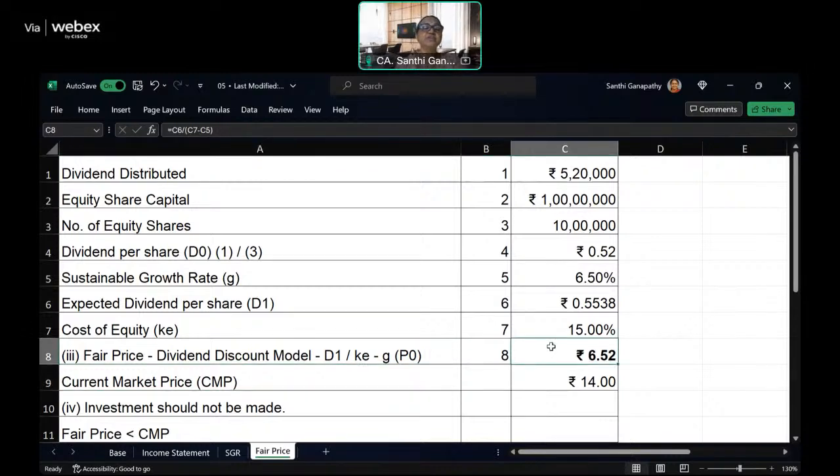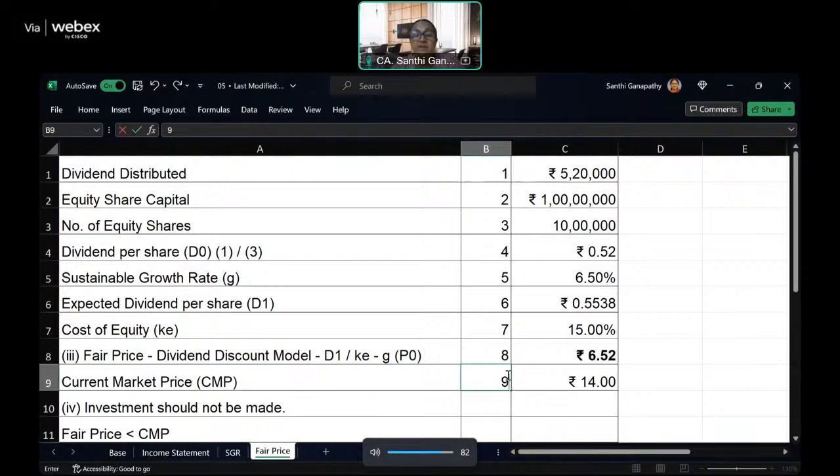Fair price is only 6.52. Current market price is 14. Am I interested? Not interested. Why would I pay 14 rupees for something which is worth only 6.52? I'm not at all interested. So the decision is investment should not be made.